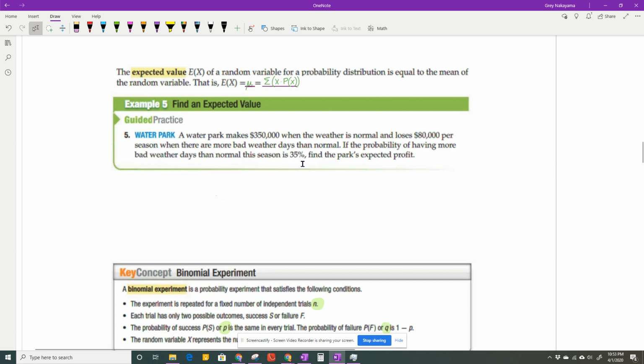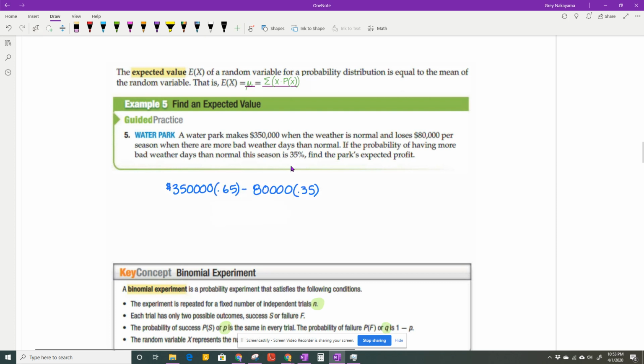So this 35% is the probability of having more bad weather days than normal, which is what this money is for. That means I'm going to lose 80,000. So if I lose 80,000, this 35% is the probability that that happens. Well, the only other event is that we're going to make money. And so what's the probability of that happening? It's 1 minus 35%.